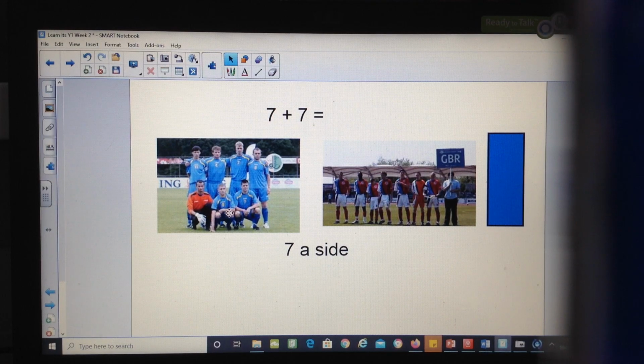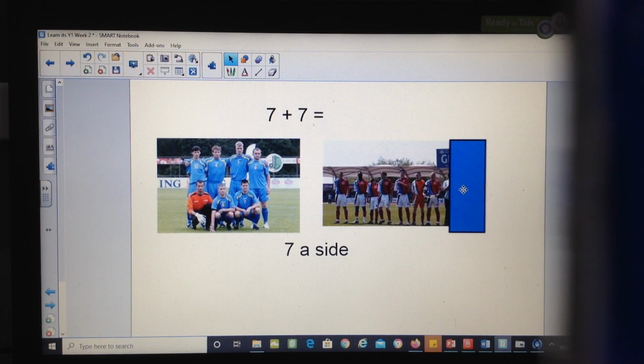And I've got a 7-a-side football team here for you. So we've got the blues and we've got the reds. And if we just cover up that person holding the sign, you can see that we've got 7 on that side, 7 on that side. So 7 footballers add 7 footballers is 14 footballers, of course.